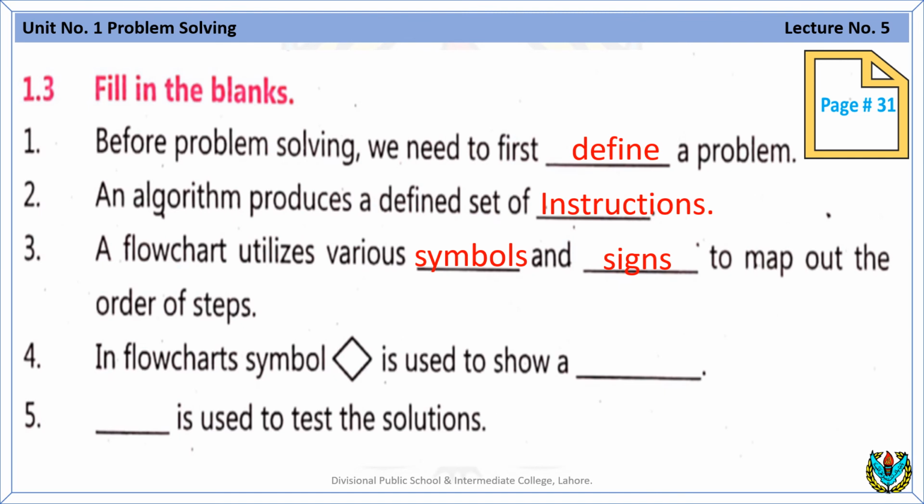Number 4, in flowcharts, symbol diamond is used to show a dash. Answer is, the flowchart symbol diamond is used to show a decision. The last one is, dash is used to test the solutions. Answer is, test data is used to test the solutions.